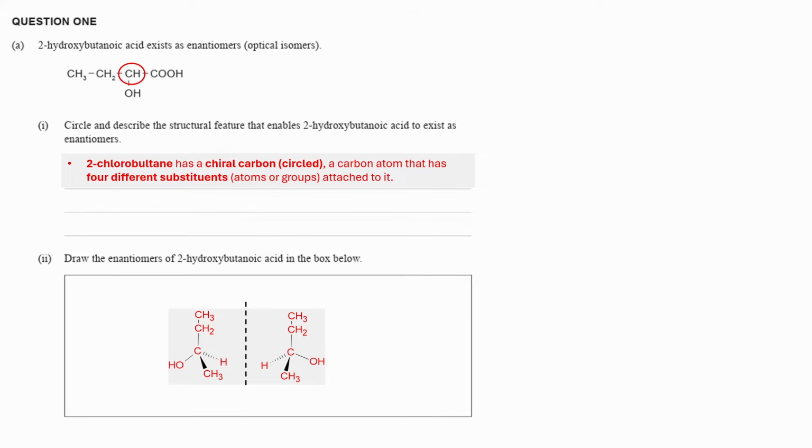So I just draw one of them showing the 4 groups. Okay, 1, 2, 3, 4. And then what I do is I just draw a mirror plane, or a dashed line in between them, and I draw a mirror image of the other one on the other side. That way I know that these two are mirror images of each other, enantiomers, and are the 2 versions. And that's how I would suggest that you should draw these molecules.